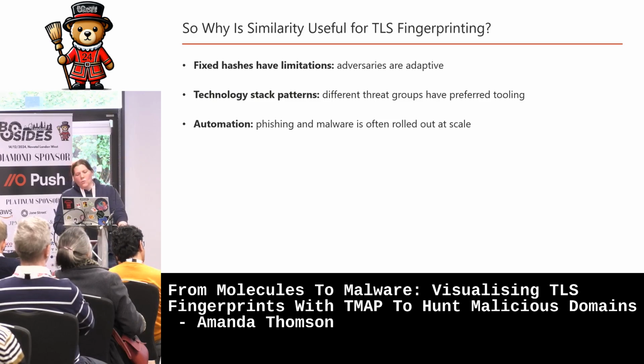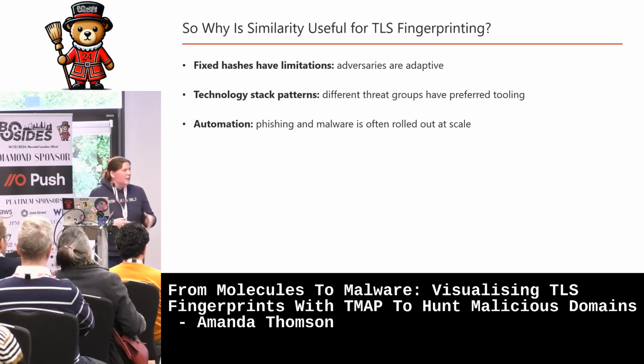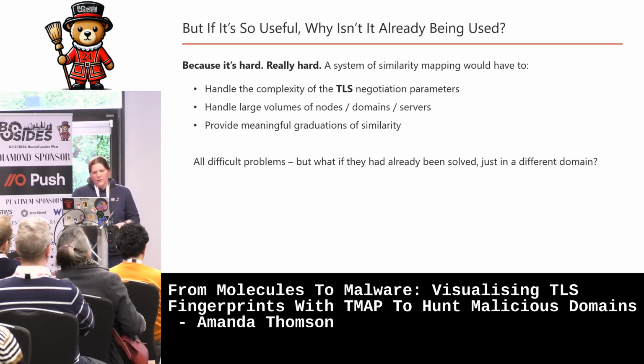So if we look at things through the lens of similarity, rather than those exact fixed hashes, it allows us to kind of broaden our horizons a little bit and find similar servers. And this is the big question. If both of these things are so useful, why aren't we already doing it? And actually, it's because it's genuinely a really hard problem to solve.